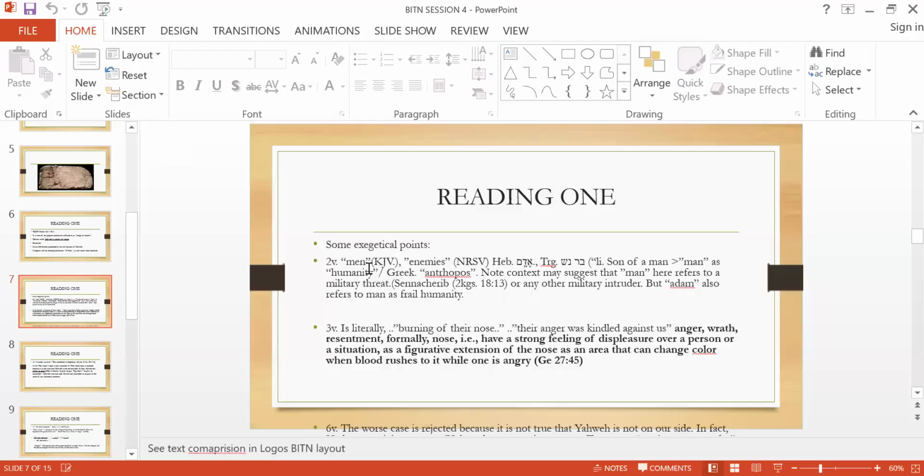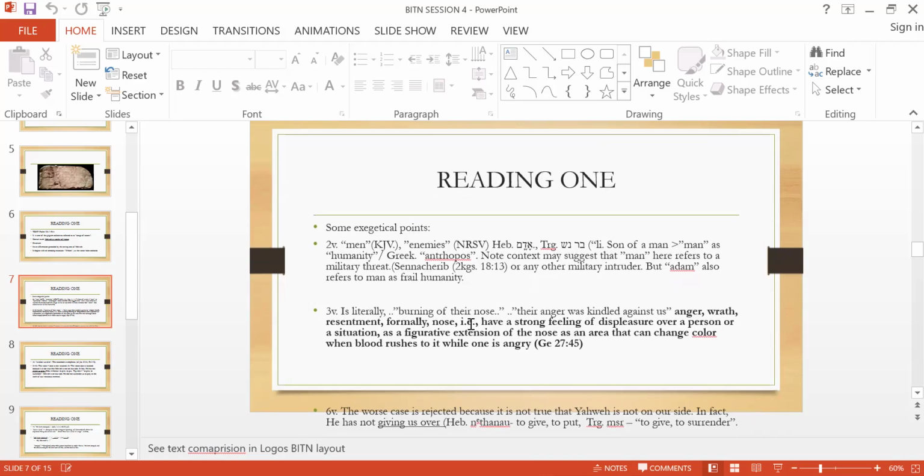Okay. All right. So, like I said, in verse 2, the word man, in the Targum, it's written son of man, Ben Nash, son of man. Of course, the Greek translation used the word anthropos, which basically refers to frail humanity. From here we have our English word anthropology. Okay, so note the context may suggest that man refers to a military threat, like we said.